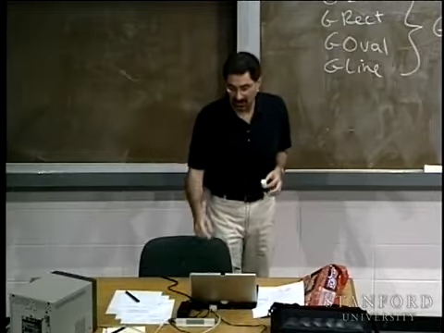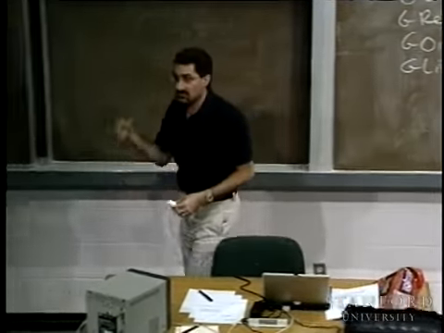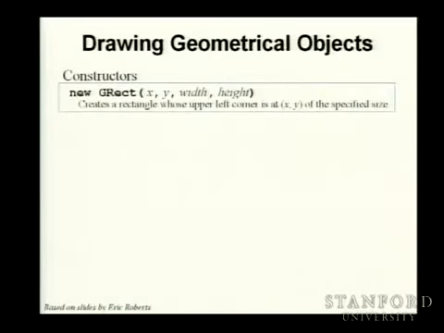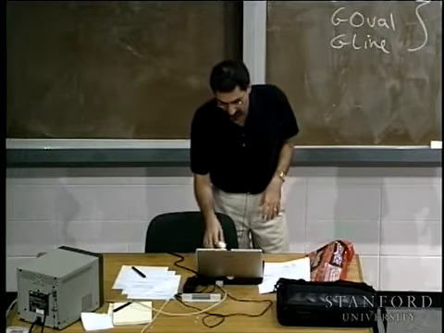So drawing geometrical objects. It turns out some of these other guys have funky things that you can do specifically with them. So first of all, there's the constructors, the factories from which you can build new things. So how do I make a new rectangle? I say, hey, I want a new G-rect. I specify the x and y location that's the upper left-hand corner of that rectangle, and then I specify the width and height of that rectangle in pixels. Okay? So that's the basic idea, upper left-hand corner x, y, and then the width and height of the rectangle.